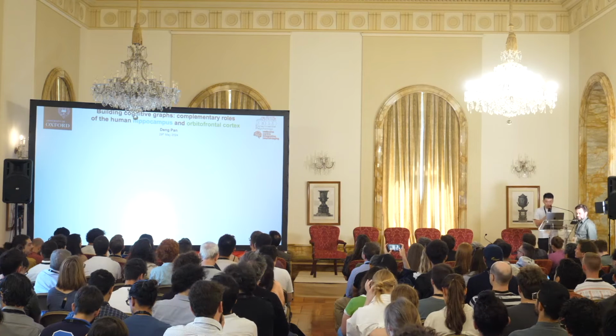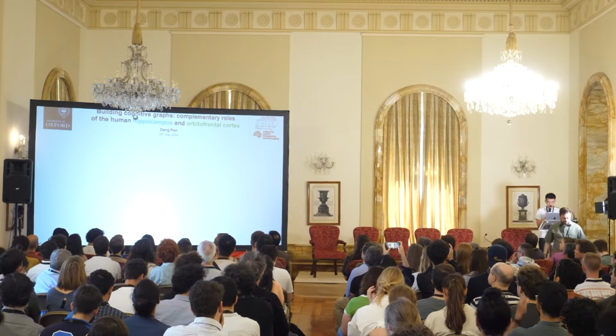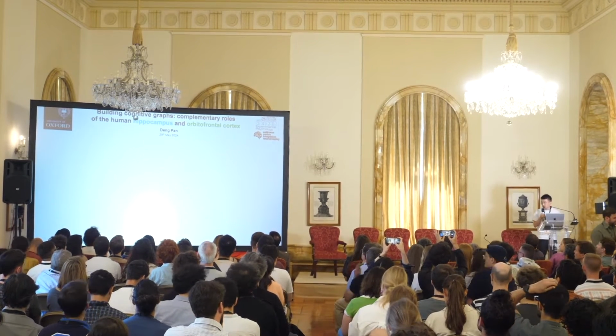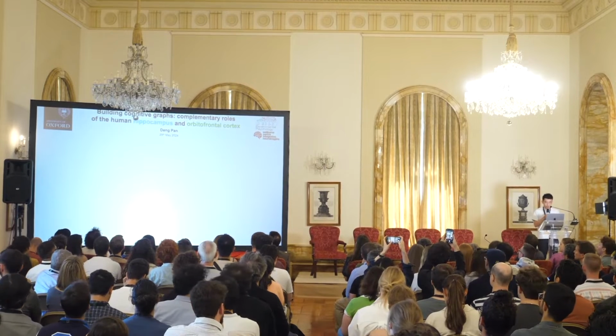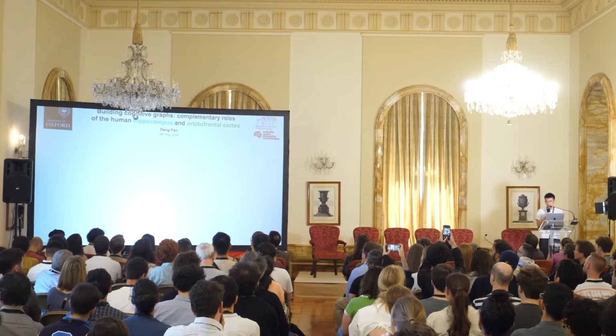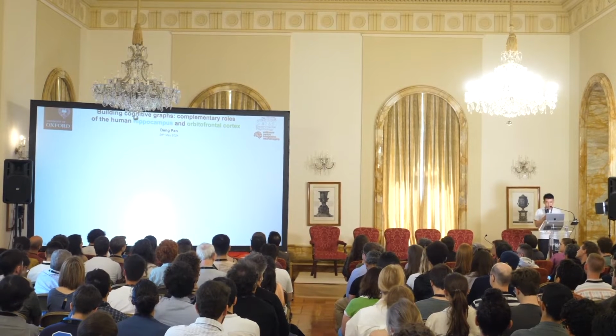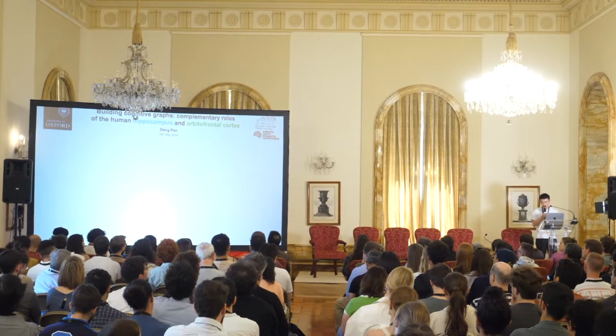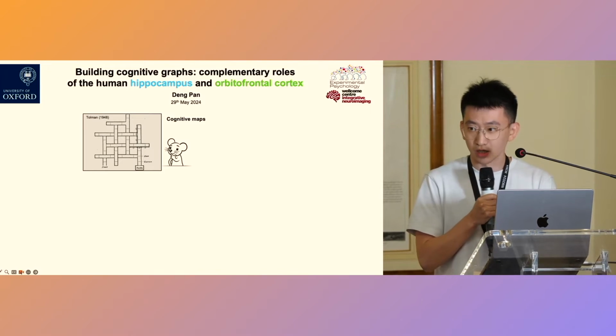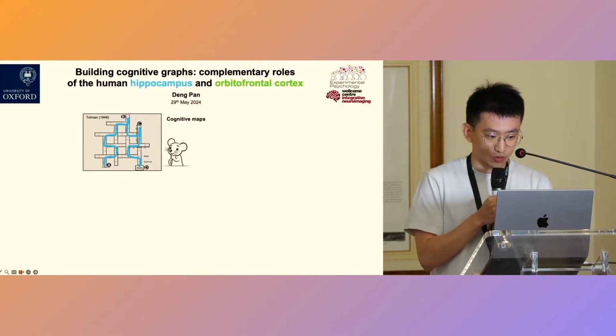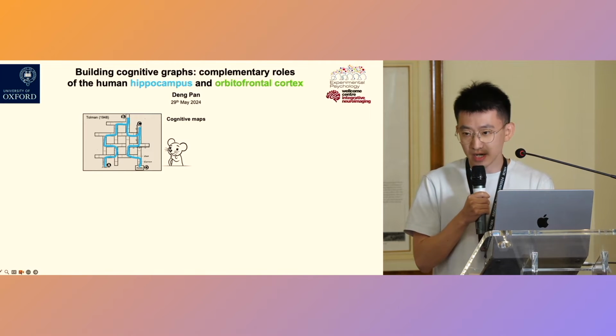Hi everyone, I'm Deng Pan from University of Oxford, and my research focuses on how humans build cognitive maps or cognitive graphs to organize abstract knowledge and support decision making. And talking about cognitive map, this is a concept brought up by Tolman almost 7 decades ago. It's heavily based on mice study.